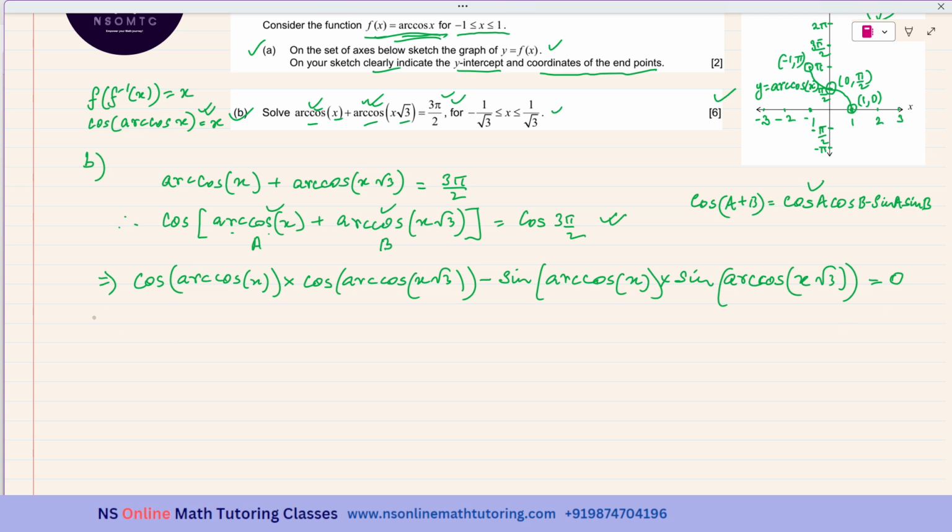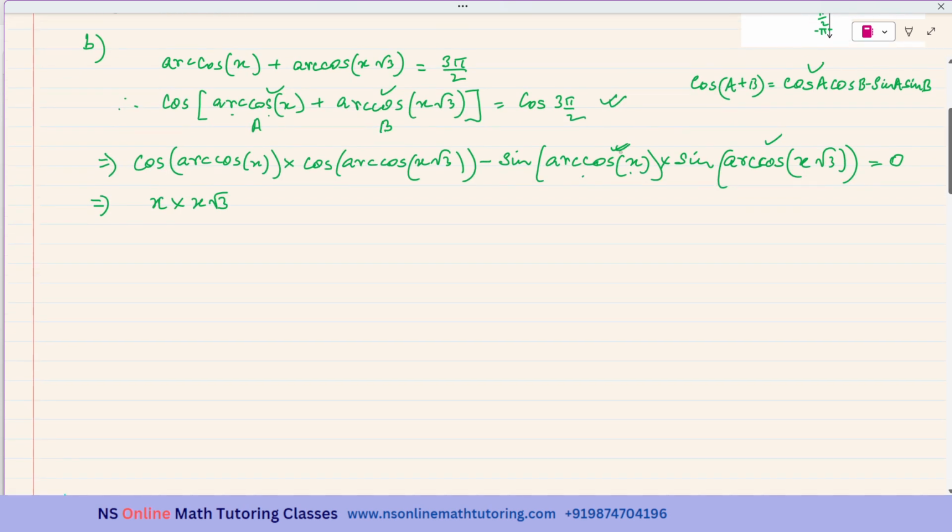Fine. And the first part is easy. Cos of arccos of x is just x, times cos of arccos of x root 3, which is x root 3. This part is easy. But what about this part? Sine of arccos of x and sine of arccos of x root 3. If we can find the simplified form of this, we can use the same method to find the simplified form of this as well.